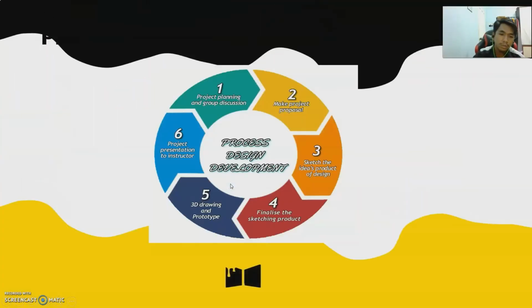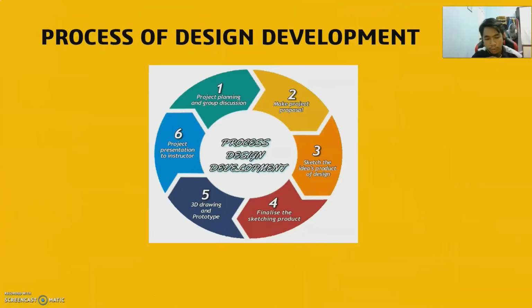Assalamualaikum warahmatullahi wabarakatuh. I am Muhammad Syafiq Izwan bin Madahir. I will present about the process of design development. First, we planned and discussed more about the project. Secondly, we made a project proposal to propose our idea to the instructor.